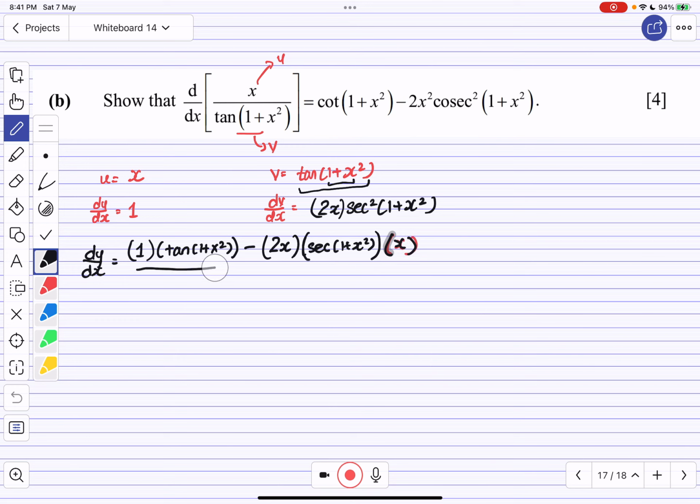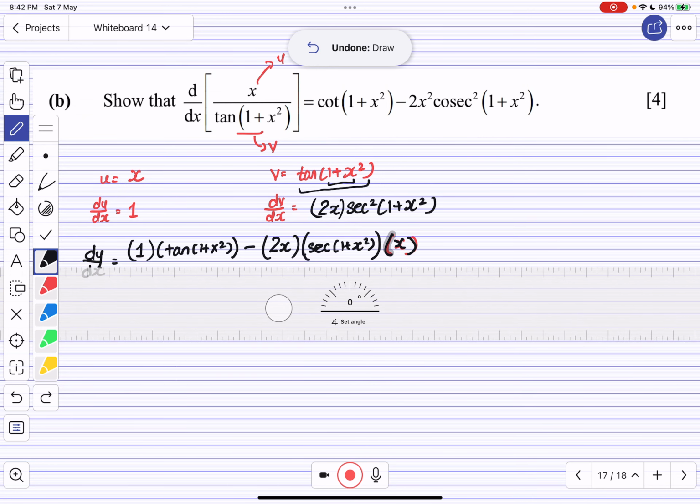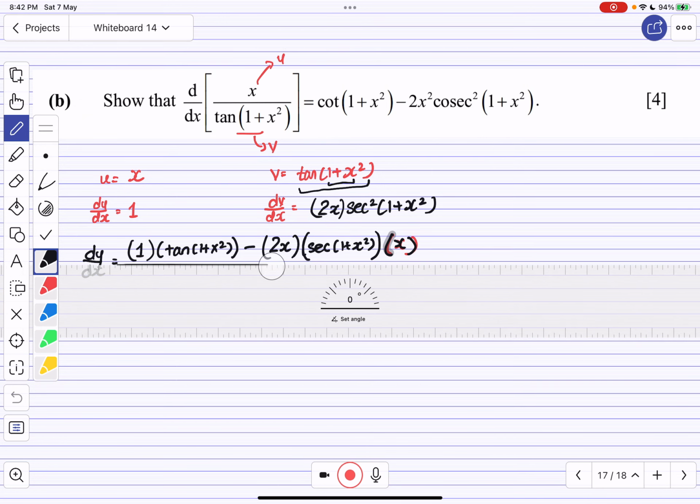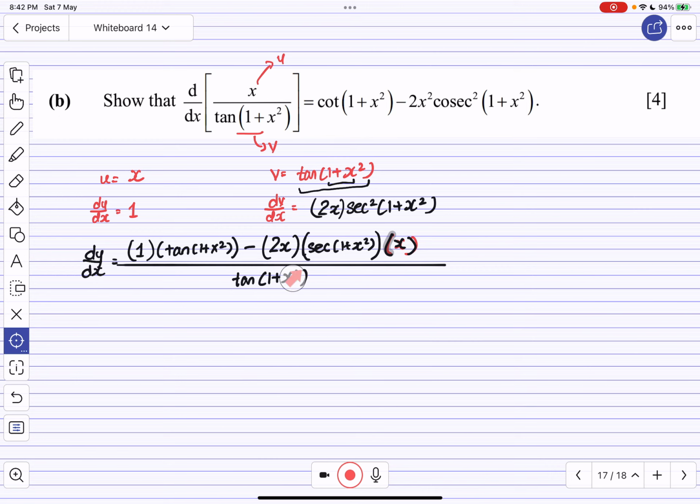So what's v squared? Sorry, very ugly line. Let me use a ruler to draw so that it looks presentable. Over v squared, so v squared is tan(1 + x²), and now I'm squaring this denominator. So I'm just going to put the square here.